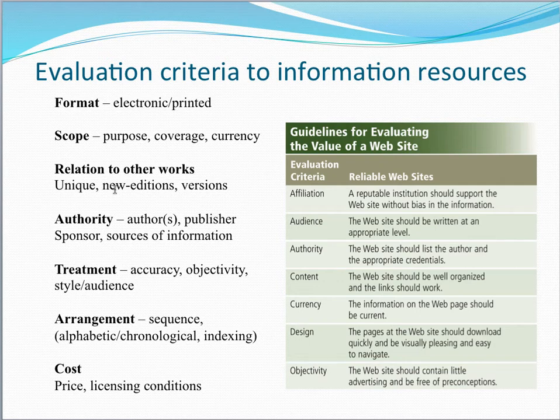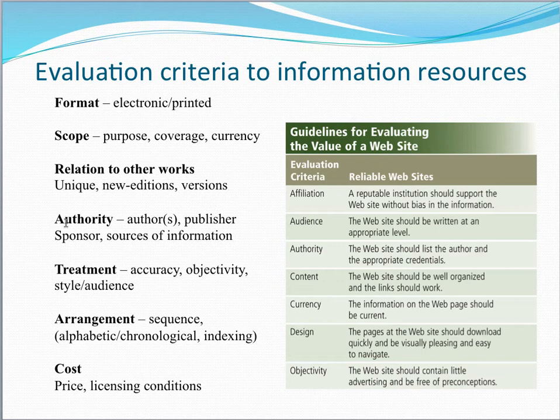Here again, how do we evaluate criteria for information sources? And this is very important here. We talk about format. They may be electronic, they may be printed, scope, purpose, coverage, currency, relation to other works. This is unique, new editions, versions, authority, and this is what I was adding in the presentation: authors, publishers, sponsors, source of information, treatment, accuracy, objectivity, style, audience, arrangement, sequence, alphabetic, chronological, indexing, cost, price, and license and condition. This is how we evaluate a source.